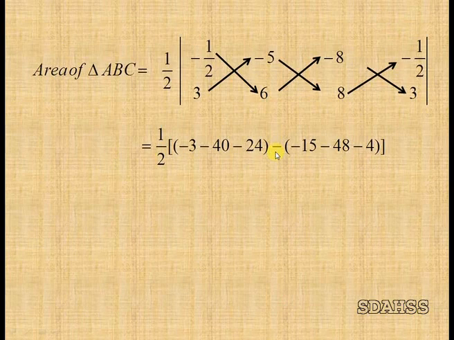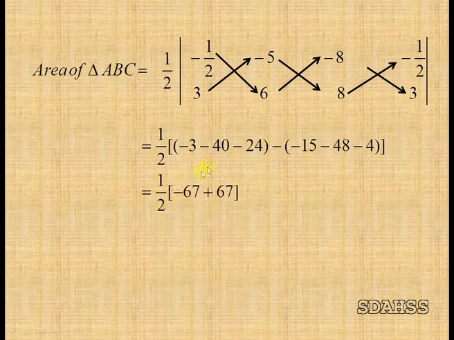Again you put on minus sign, multiply this direction. 3 into minus 5, 3 5s are minus 15. Here plus into minus, minus, so 6 8s are 48, so minus 48. 8 into minus 1 by 2, minus 4, which is equal to half.